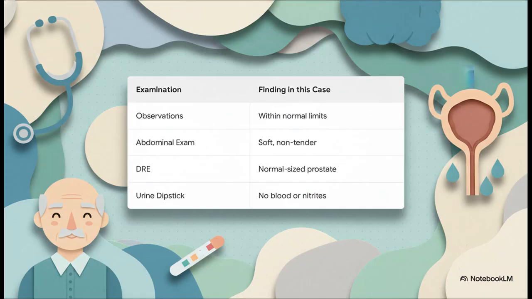And look at this. The findings in this case are pretty classic for an uncomplicated OAB. Normal OBS, no palpable bladder, a smooth prostate, and a clear urine dip. What does all that tell us?